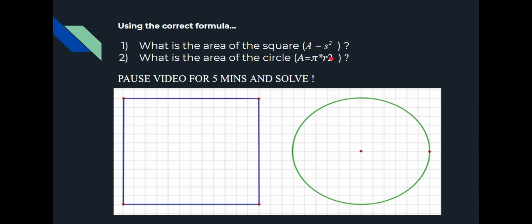That should have been squared. It's a big 2, but that was a typo. So go ahead, pause this video, and you have about 5 minutes to solve. And then when you're done, come back and we'll continue.